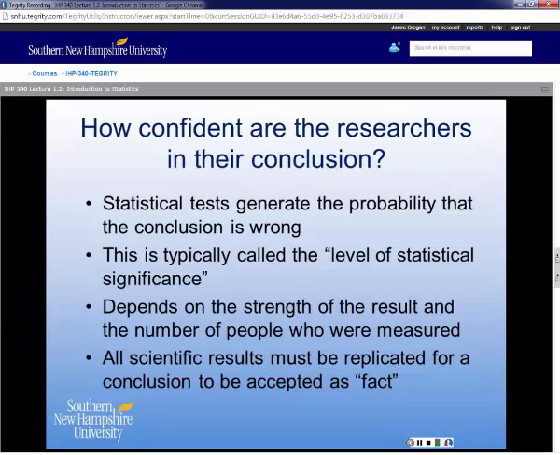Statistical significance depends on the strength of the result, how many people were measured, and the variability of those measurements. And so you should realize that everything you read in your textbooks that you consider a fact, these facts have been replicated and studied and restudied before they become accepted as a fact. Before they ever get written in your textbook, they have been researched and replicated so that we're confident that that is actually true.